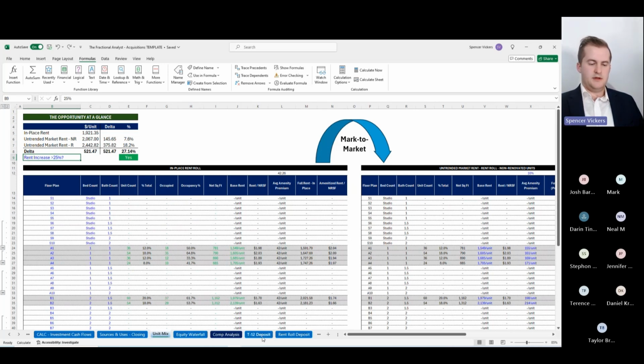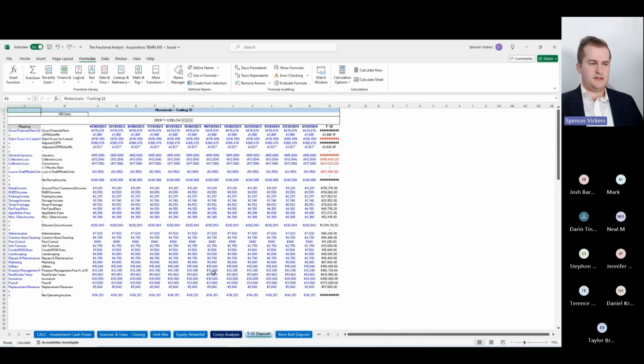Next, what I would do is I would come into the T12 deposit. And again, just a disclaimer, all the information in this model, like all the data that's dropped into here, are completely made up numbers. They don't have anything to do with any particular property, so don't take any stock in them. Especially if you saw numbers like these where the numbers are flat month over month, these are fake numbers.